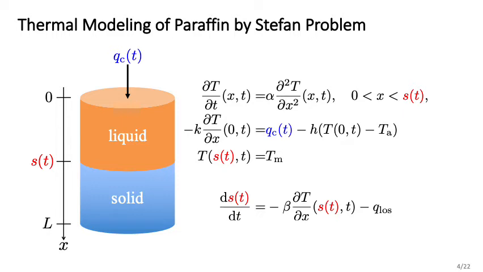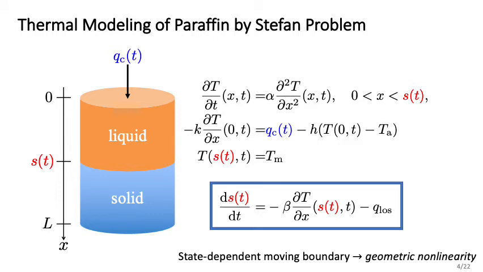What makes this entire system unique lies in the dynamics of the ODE of the interface position, which is given by an energy balance. This dynamics depends on the temperature gradient at the interface position. Such a state-dependent moving boundary problem makes the entire system geometrically nonlinear, which renders a significant challenge for the control and estimation design.